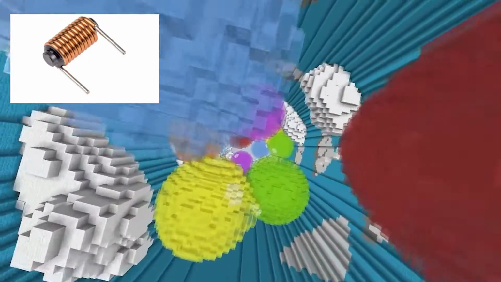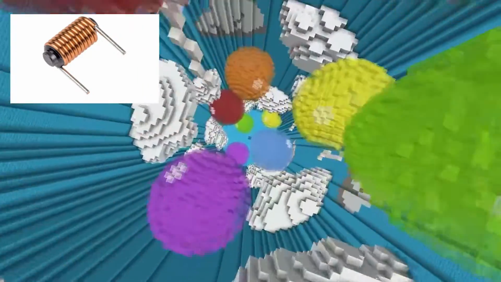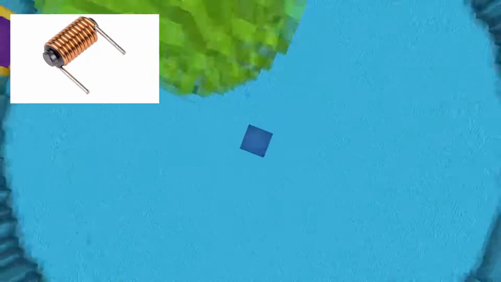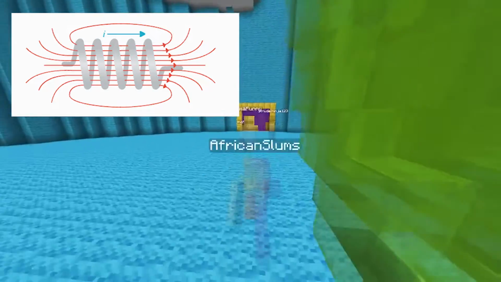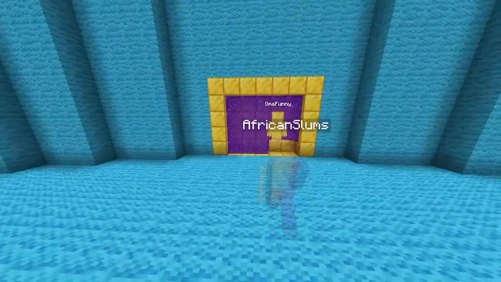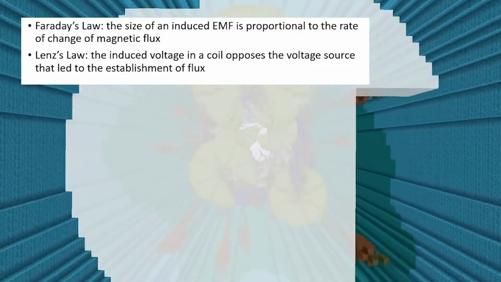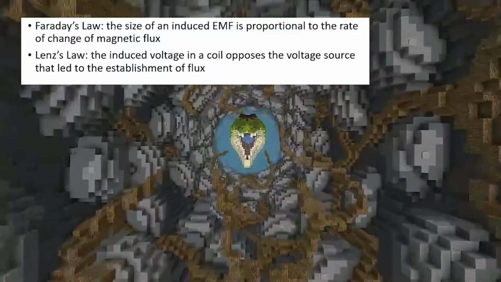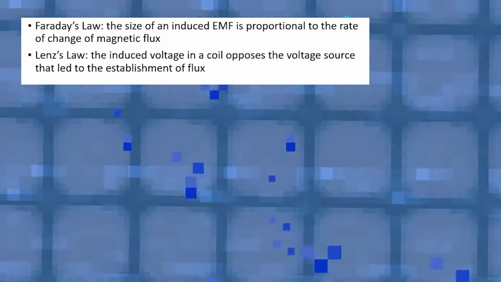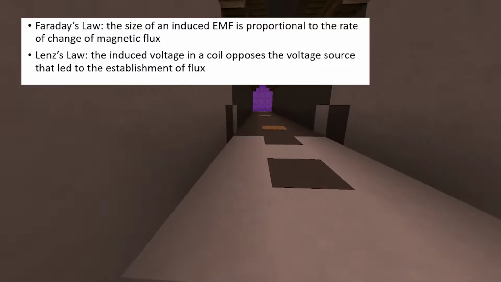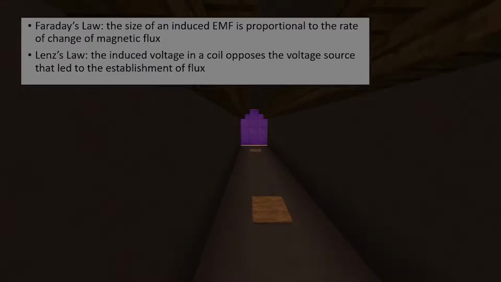An inductor is an electrical component that consists of a coil of wire wrapped around a core. The simple use of these components is to store electrical energy in the form of magnetic fields. Inductors are reliant on Faraday's law and Lenz's law. Faraday's law states the size of an induced EMF is proportional to the rate of change of magnetic flux, while Lenz's law states the induced voltage in a coil opposes the voltage source that led to the establishment of flux.